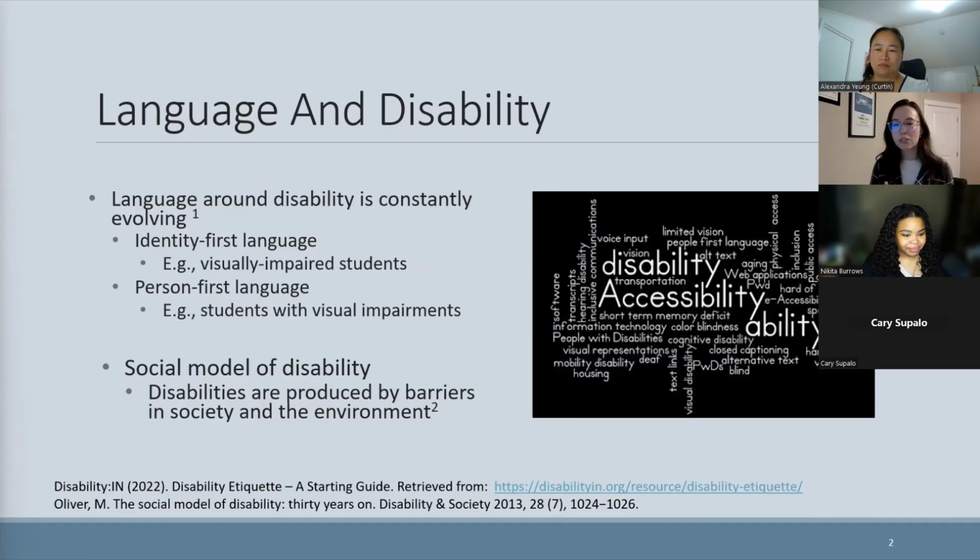Before we jump into the details of our talk today, I want to note that the language around disability is constantly evolving and nuanced based on the communities of disabled folks we're talking about. I'm going to be using identity first language, such as visually impaired students, instead of person first language. I do so in adherence to the social model of disability, which takes disabilities to be produced by barriers in society and in the environment. And Carrie also prefers this language as well.